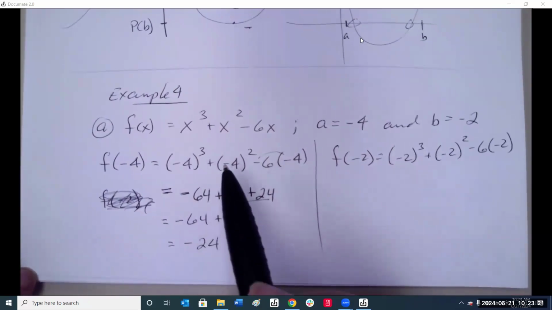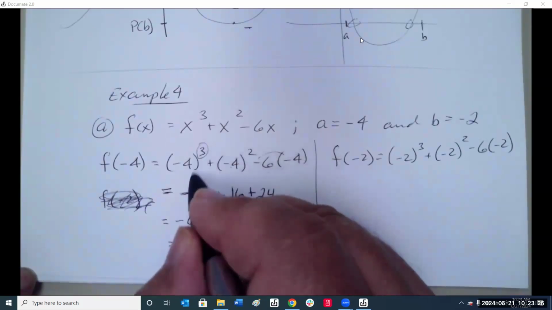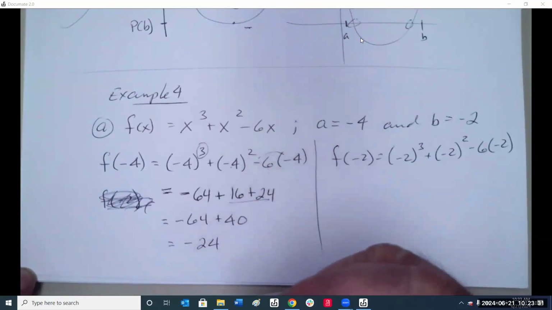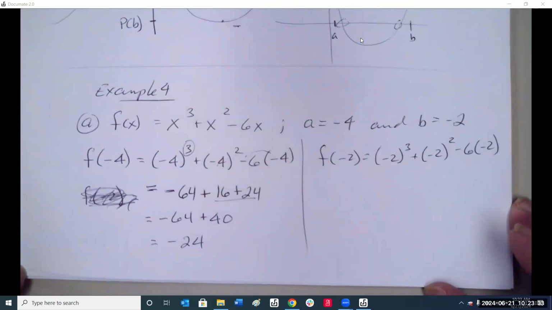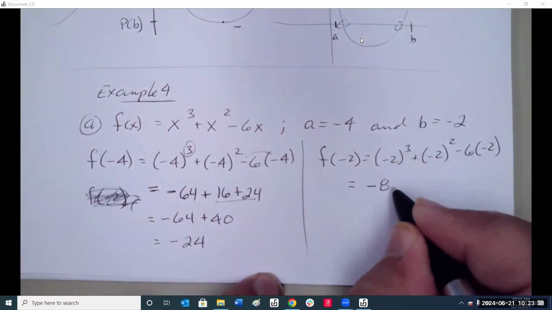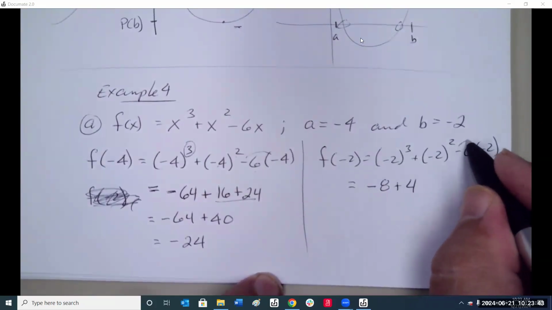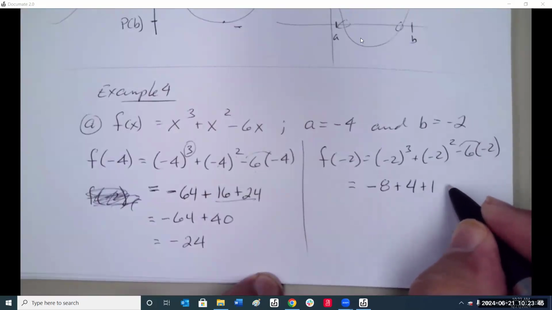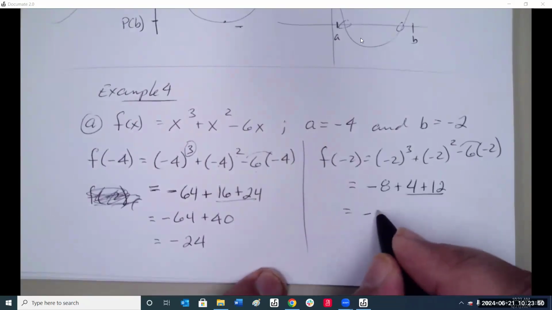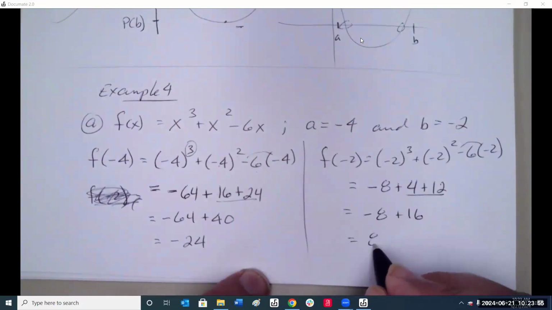Basically, here's also a shortcut. Whenever you have a negative number inside there, if it's an odd exponent, you know it's going to be negative. If it's an even exponent, it's always going to be positive inside there. -2 cubed is -8. -2 squared is 4. Negative is a positive. 6 times 2 is 12. -8 plus 16 is +8.